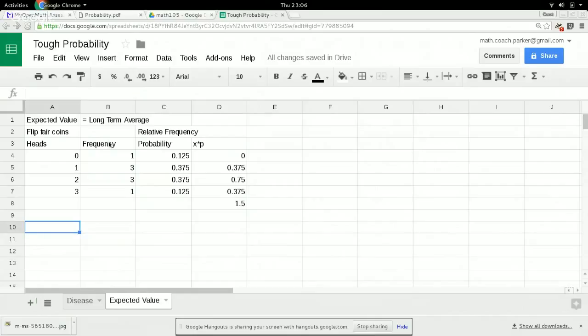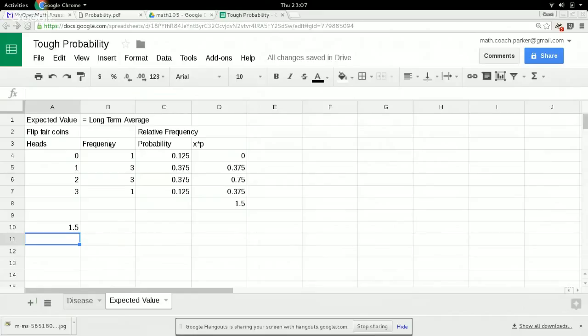So if I want to calculate the average, my numerator would be I have a 0 that happened once, and I have a 1 that can happen 3 different ways, and I have a 2 that can happen 3 different ways, and I have a 3 that can happen 1 different way. And I divide that by the total number of things that can happen, 8. There's my 1.5.